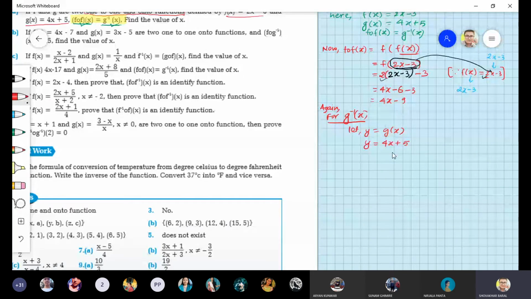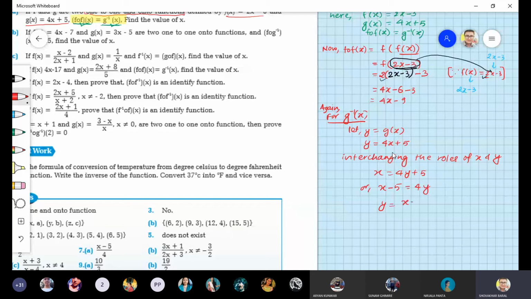Now, second step, you need to interchange the roles of x and y. Interchanging the roles of x and y, you will get x equals 4y plus 5. Write along with me. If you cannot solve it on your own, then x minus 5 equals 4y, and y will be equal to x minus 5 divided by 4.